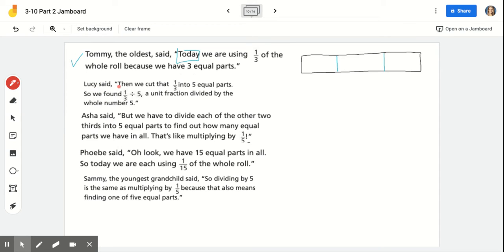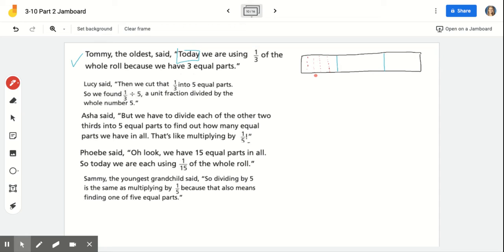Then it says, Lucy said we cut that 1/3 into 5 equal parts. So we found 1/3 divided by 5, a unit fraction divided by a whole number 5. All right, so for this one day, Lucy is saying that we need to cut our 1/3 up into 5 equal parts. And what we're going to do is we're going to do dotted lines to do that, to distinguish between day 1. And I changed up my color, but you're going to just do dotted lines with me. So 1 piece here, 1 piece here, 5 total pieces.